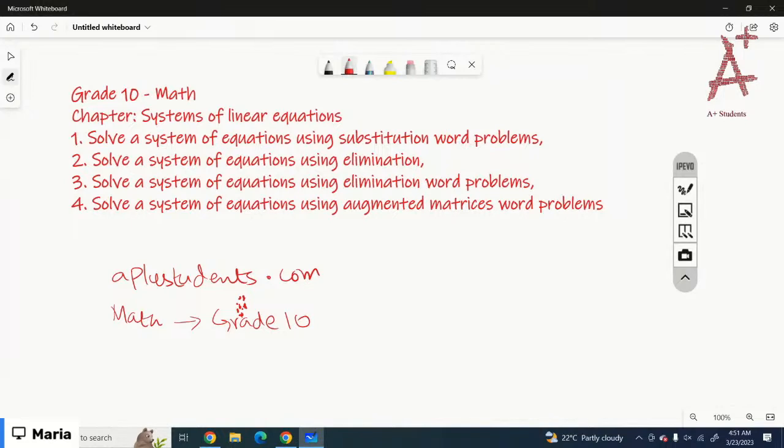solve a system of equations using substitution word problem, solve a system of equations using elimination, solve a system of equations using elimination word problem, solve a system of equations using augmented matrices word problems. So let's just start with the first problem. First example, let's start with the first lesson, that is solve a system of equations using substitution word problem.